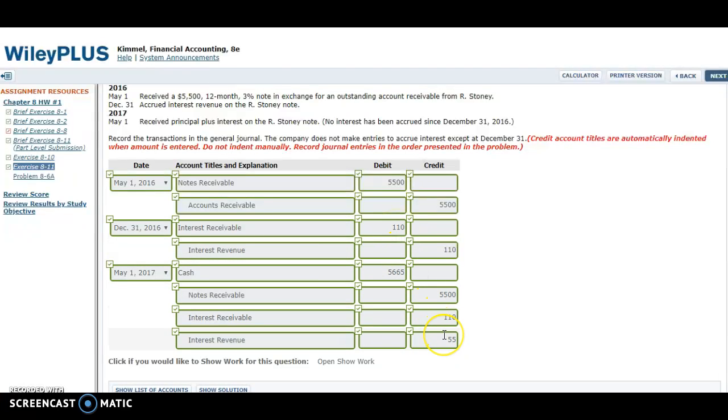And down here, you'll figure it out by saying, okay, since December 31st, there's been 4 months to May 1st. So you'll do, again, the $5,500, the principal amount, times 4 divided by 12, because it's been 4 months of their 12 months, and times 3%. And that is your $55 right there. And then, because they paid their principal amount plus all of their interest, they will end up paying you $56.65.